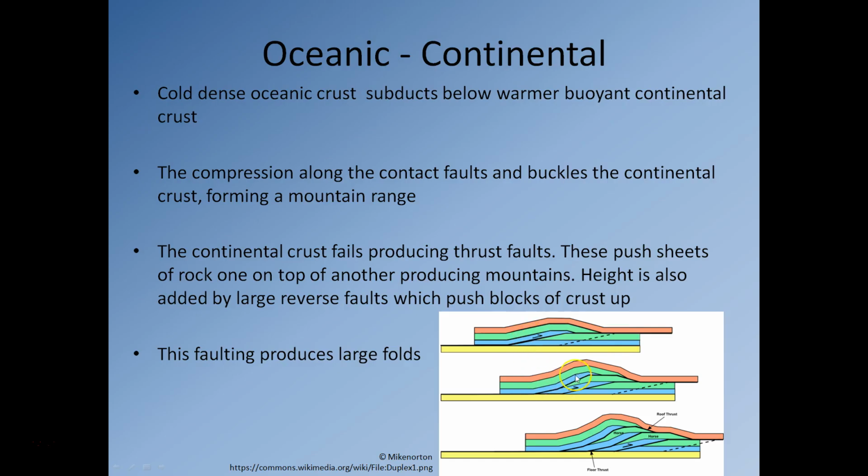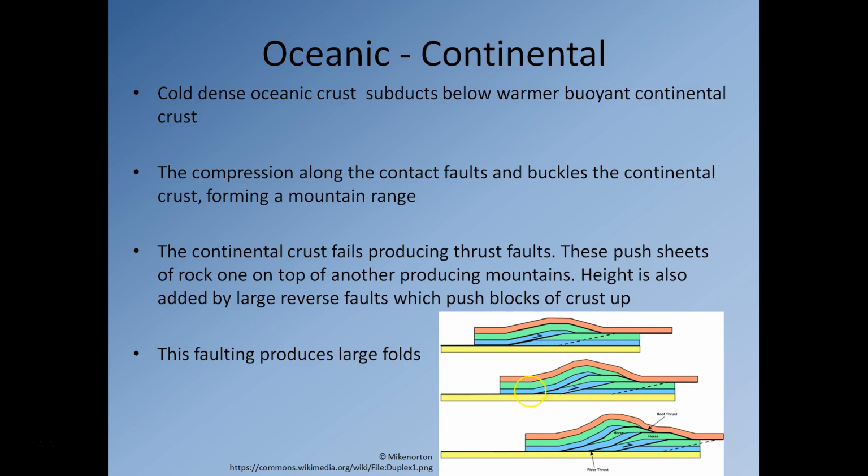Then another piece of rock here gets pushed over the top of this piece of rock. So you end up with one layer of rock coming over the top of another layer of rock. Then another layer of rock comes over the top, and so on and so on. And so each one of these pieces of rock builds up what's called a thrust sheet, and the total thing is called a thrust duplex.